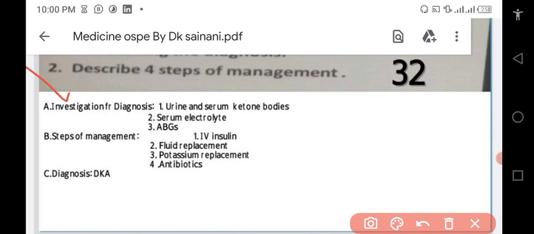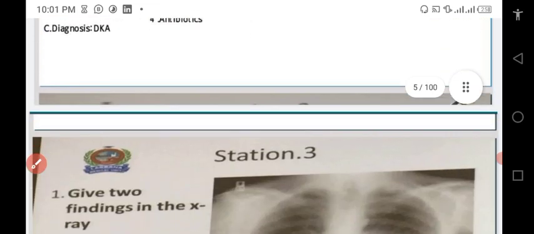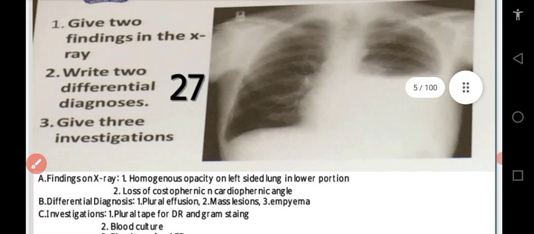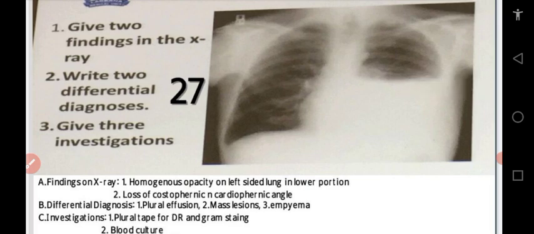Now the investigation is urine and serum ketone bodies. We look at the urine and serum ketone bodies, and we have to monitor the random blood sugar every 1 hour, and electrolyte maintenance should be done. ABGs are also done to look at the electrolyte status of the patient. And another question is, what are the findings in this X-ray?